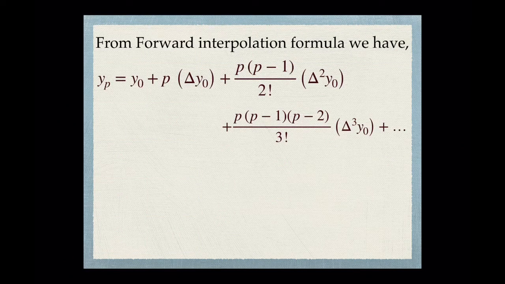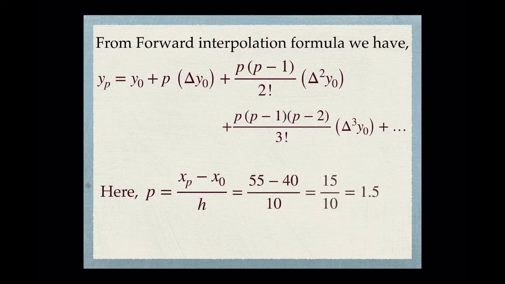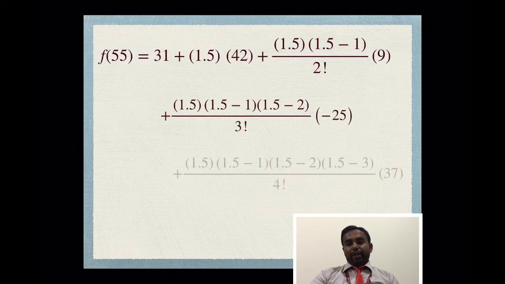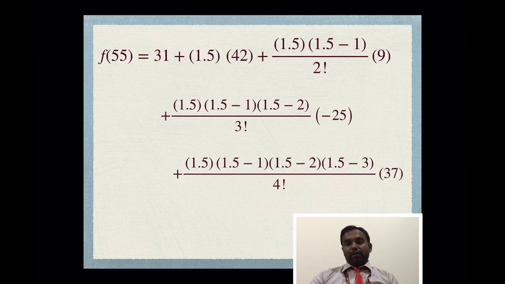So directly I am taking the forward interpolation formula. In that, the p value is xp minus x naught divided by h. Of course, the xp value is 55 here, minus x naught, which is 40, divided by the h value being 10. For our new table, the h value is 10. Keep that in mind. So 55 minus 40 is 15, divided by 10, which is equal to 1.5. So the p value is 1.5. We will substitute that in the forward interpolation formula.